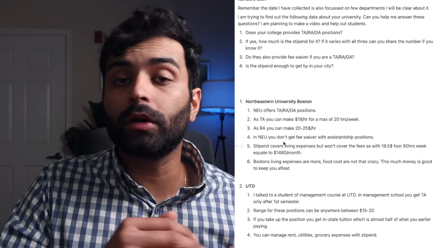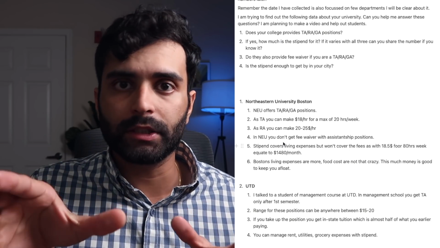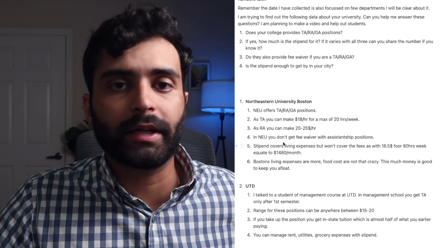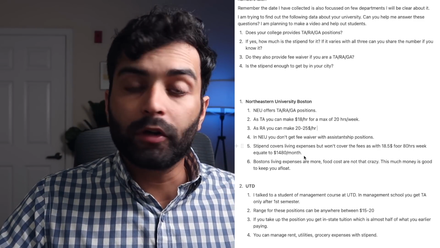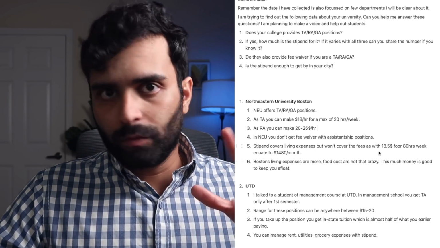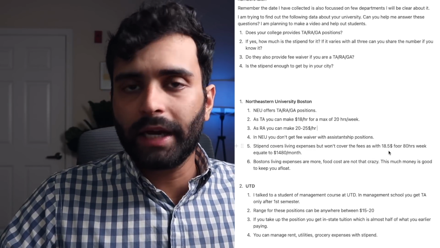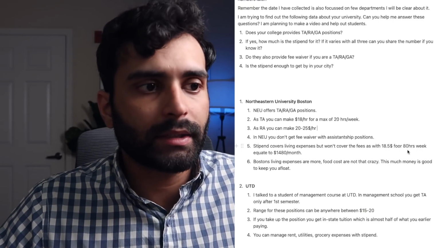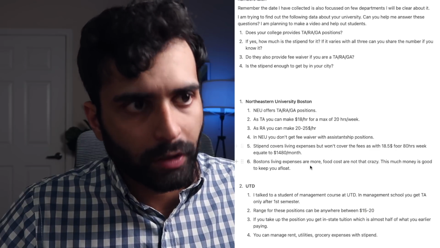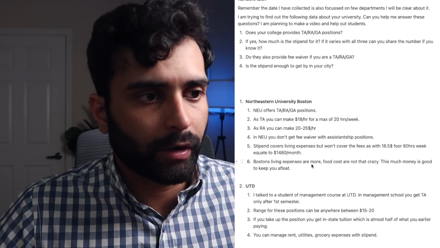In NEU, you wouldn't get any fee waiver with assistantship positions. So no fee waiver at all. It's just like a regular part-time job. The stipend covers the basic living expenses but won't cover the fees, as I did a calculation here. $18.5 into 80 hours comes down to $1,480 per month, which I think is more than enough for your rent and your food, but not enough for your fees.